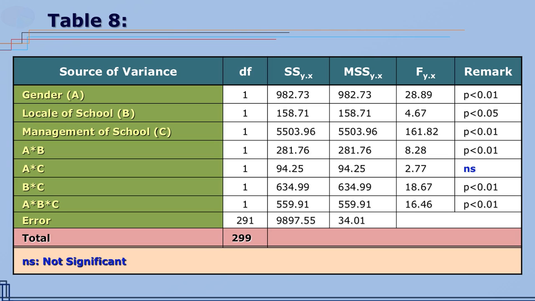taken as covariate. So, there was a significant influence of gender on self-efficacy of students when resilience was taken as covariate. Thus, the null hypothesis that there is no significant influence of gender on self-efficacy of students when resilience was taken as covariate is rejected.